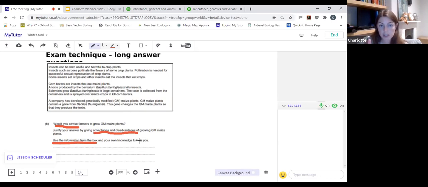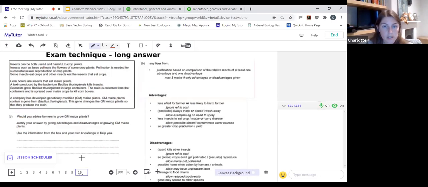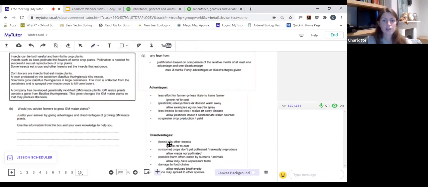Okay, so for this question, 4 marks, you need to give your opinion, you need to give advantages and disadvantages, and you need to use information from the box and your own knowledge. 4 things, 4 marks. So here is what it says on the mark scheme. And notice that on the mark scheme, there's a really long explanation for what they can allow you marks for on here, which is quite comforting really, because you know they're really allowing you to have as many points as they possibly can. So you can have any 4 from this really long list.